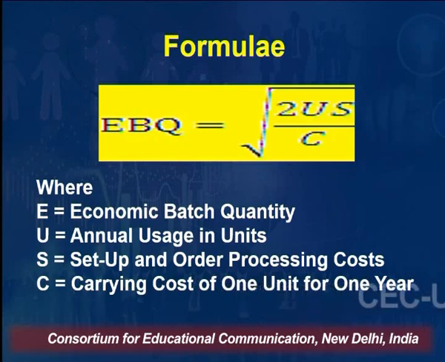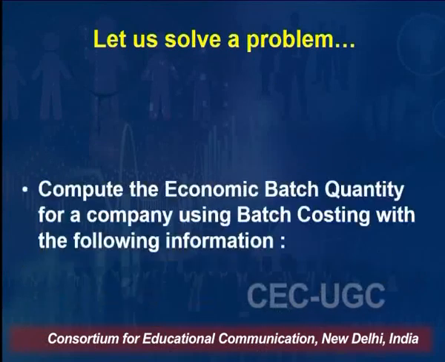So it is just like economic order quantity. The only difference is that there we were looking at order size, here we are looking at batch size. My objective is to know what my ideal batch size should be, the economical one, with which I am going to minimize my cost. So let us have a numerical problem for that.